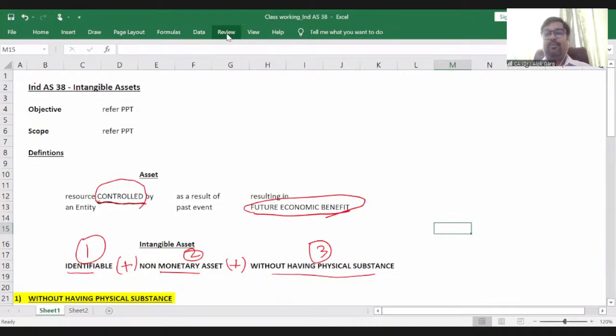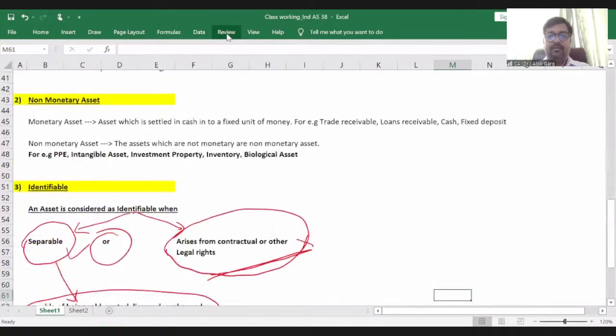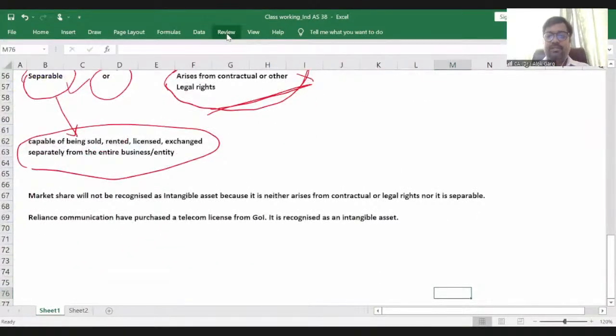Like in the case of intellectual property rights, or a company which has automated its processes, right? Earlier there was a lot of manual intervention. Now the company has automated the processes. So by automating the processes, there is a reduction and saving in cost. Although there may not be an increase in revenue, there is a saving in cost, and hence it is also considered a future economic benefit. I hope the definition is clear to everyone.